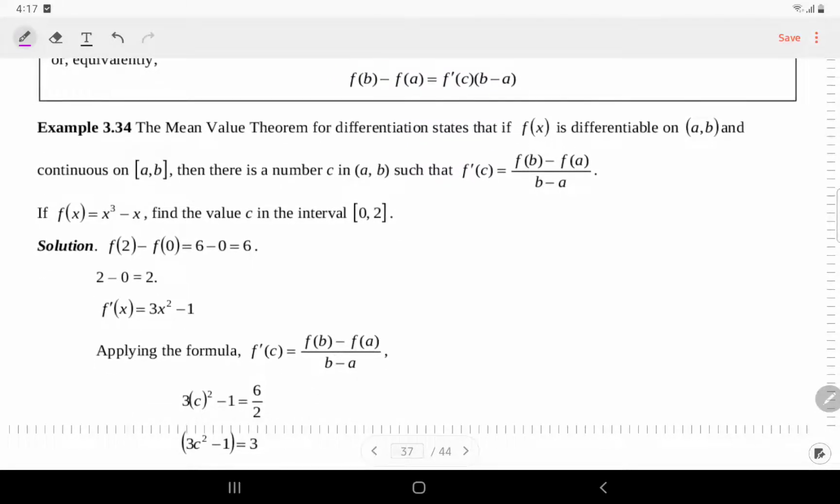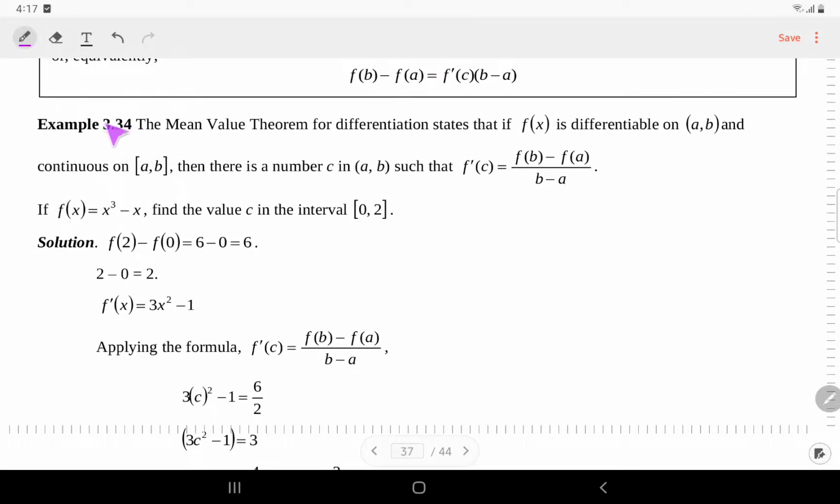Okay, so ini theorem untuk mean value theorem. So kita tengok untuk soalan ni. Okay, example, this example. The mean value theorem is given like this. So if you have this function, find the value of c in the interval. Okay, so ingat, value c mesti dalam interval, okay, between 0 to 2, your value of c. Okay, so we are going to implement this formula into this question. In this formula, we need to find f prime c, meaning that we need to differentiate this function.